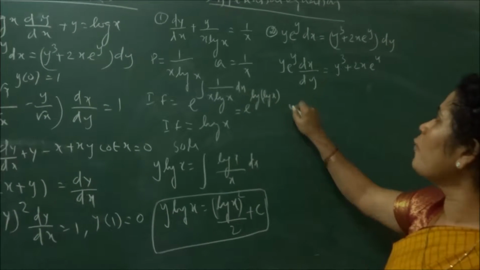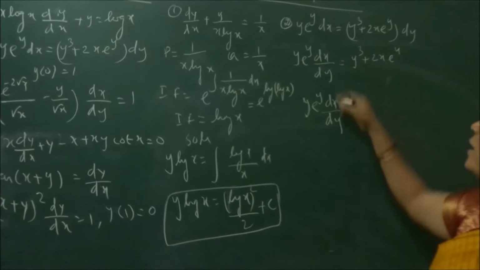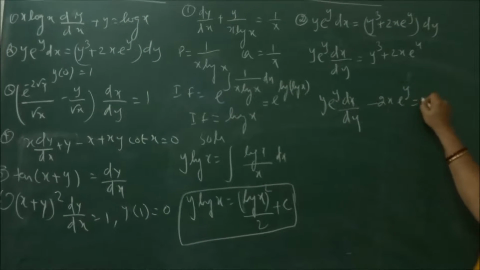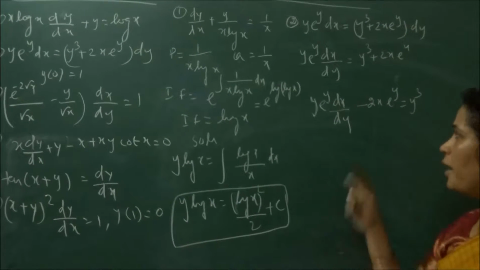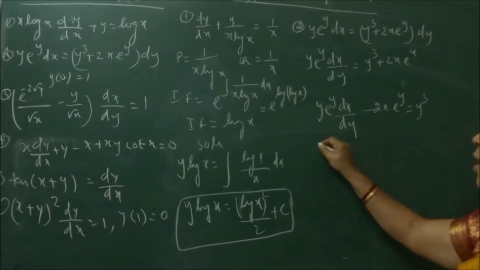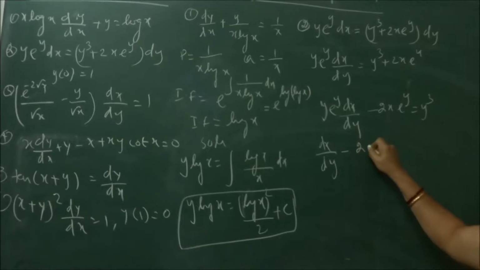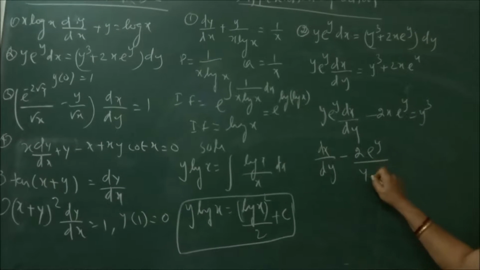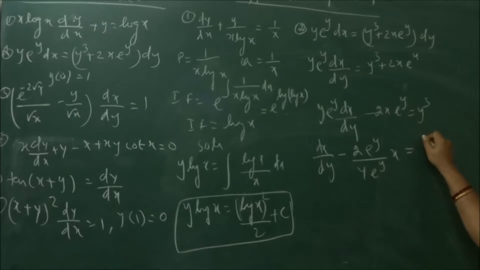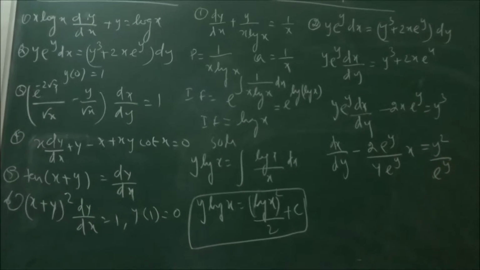Now I am bringing it to the format y e^y dx/dy. Now take the x terms to this side: 2x e^y equals y^3. Now the coefficient of dx/dy must be 1. So I am dividing throughout: dx/dy - (2 e^y / (y e^y)) x = y^3 / y, that is y^2 / e^y. Clear to you?